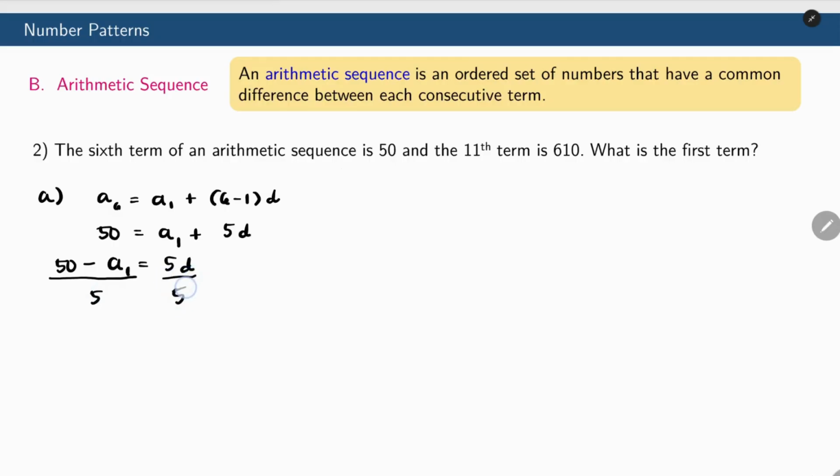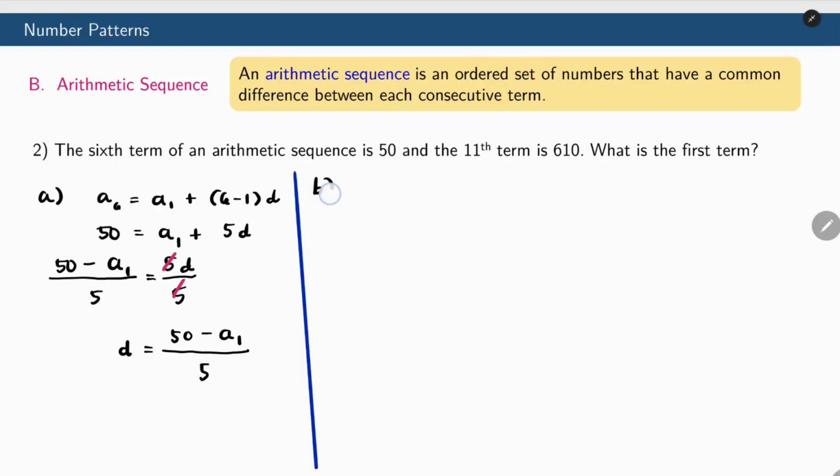Again, if you are feeling confused with what I'm doing, just let me know. Divide both sides of the equation and then switch the left and right side of the equation without changing the sign, due to the symmetric property of equality. We have here 50 minus a sub 1 all over 5. Just park this, we will work on it later. Letter B. This is the common difference from the sixth term.